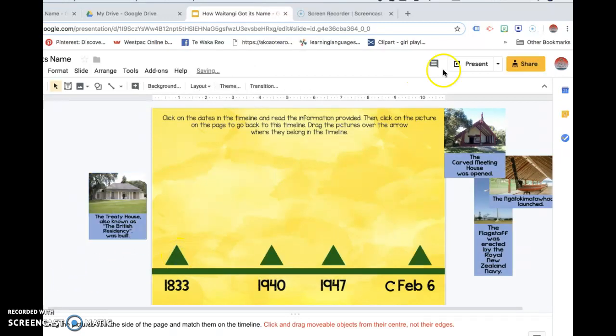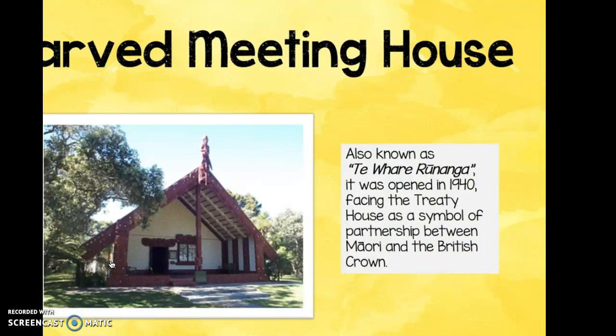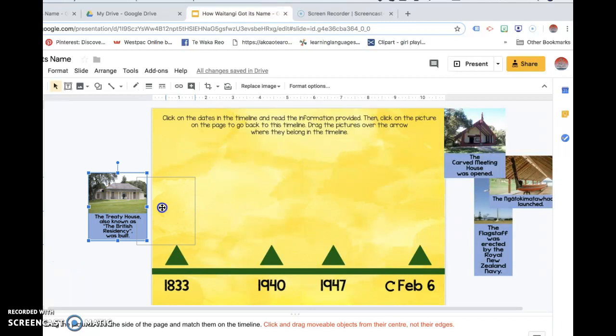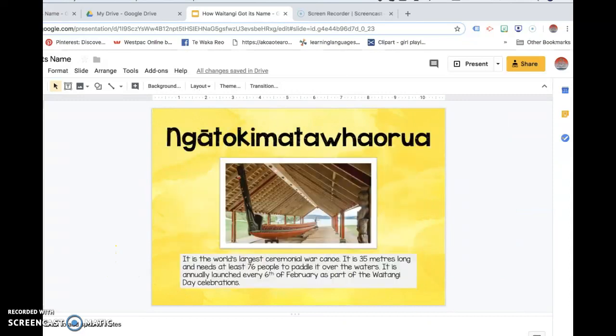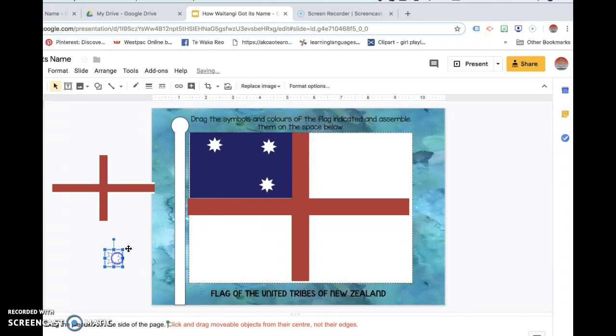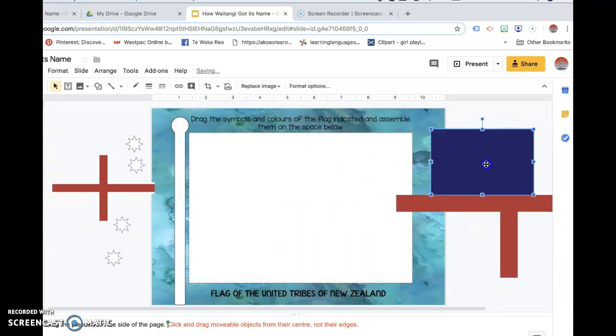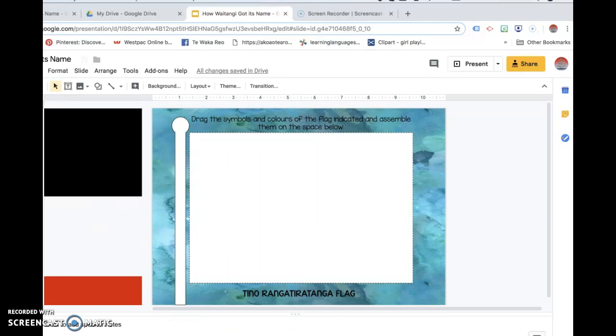Okay, a timeline. Present, 1833. We read a little bit about what happened in 1833. Or we can read about the carved meeting house, Wharerunanga. And then when we go back here, we can place the picture of what happened, or the information from that date. Okay, nā tuki mata whaorua. This is quite a good little activity where it starts off like this, and your tamariki can put that back together. Same with the New Zealand flag, Tino Rangatiratanga flag.